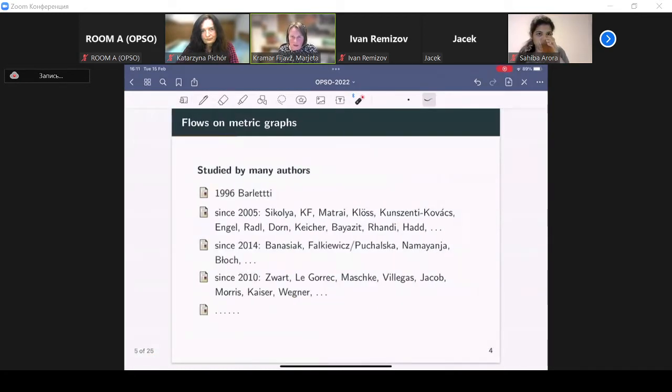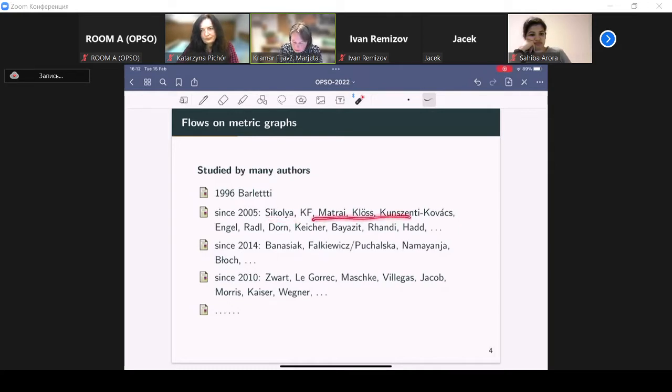Before continuing, let me just mention some authors that already investigated similar problems. To my knowledge, the first paper that dealt with flow or transport equation on a network was in 1996. Barletti, with only 2 T, sorry. He was considering linear Boltzmann equation on a network in an L2 setting. Then the next time that somebody considered this was in 2005, when I considered this together with Esther Sikolya.